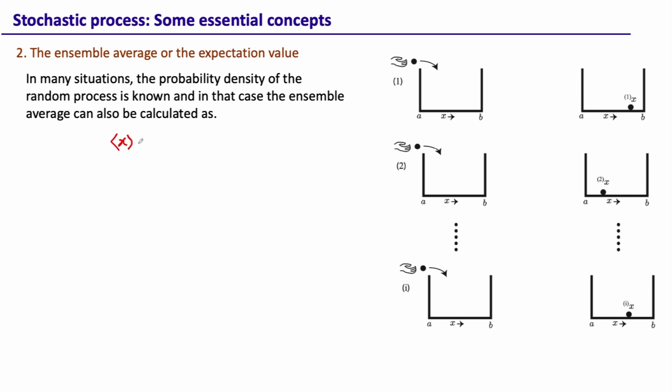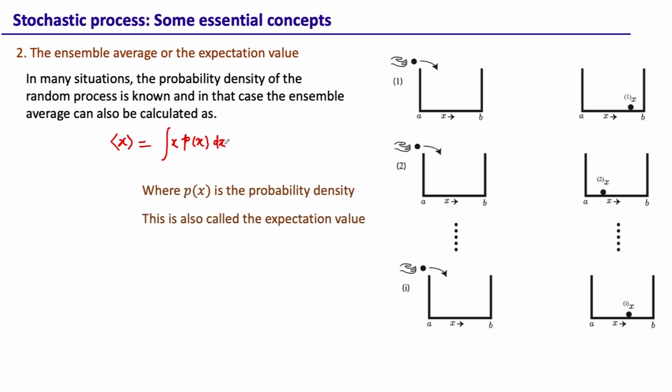in the same manner, that is the angular brackets, and this we define as, so this is the random event x, the probability density is p(x). So then we integrate this over whatever is the range of integration. Here it is from a to b, so we integrate this and that gives us the expectation value. This is called the expectation value. So when the probability density is known, then we can also calculate the expectation value, and the expectation value is the same as the ensemble average. There is no difference.